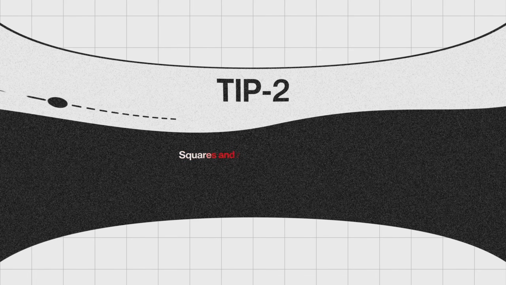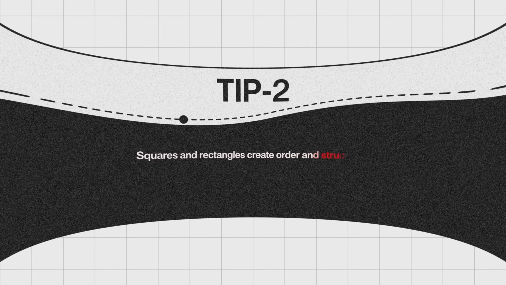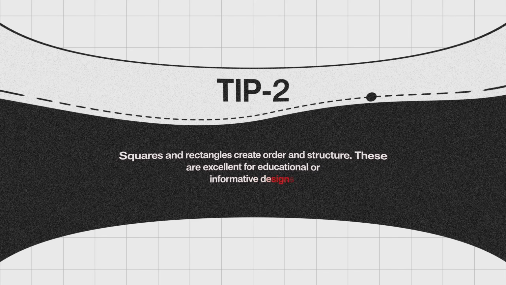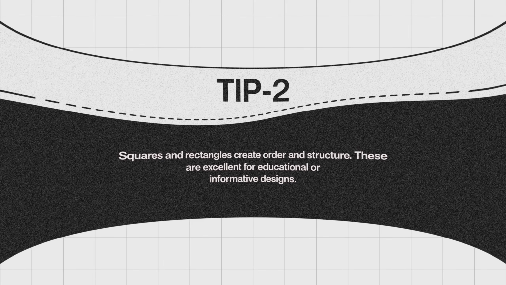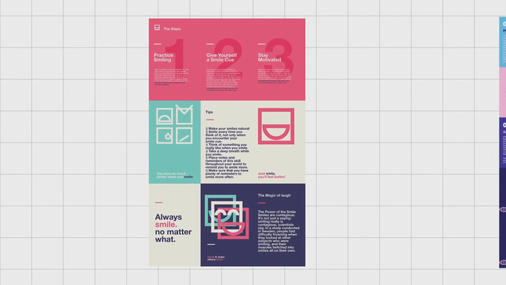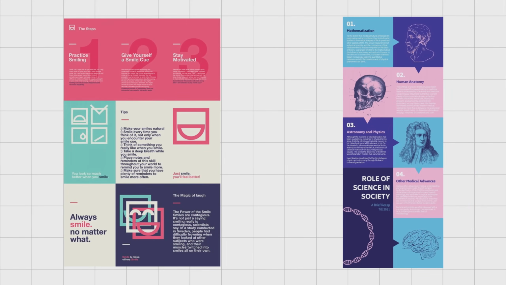Considering that squares or rectangles can create order or stability, it can be a good idea to use these shapes for educational or informative designs, and here's how. Try a grid-based layout that uses squares or rectangles for image frames or text boxes. This approach not only organizes content, but it visually conveys dependability and straightforwardness.